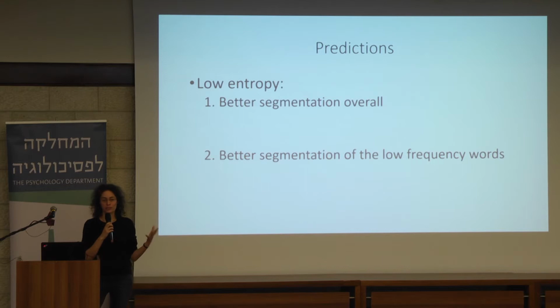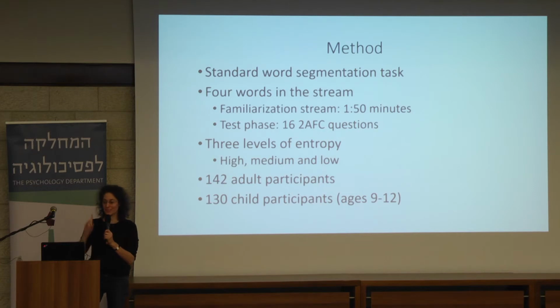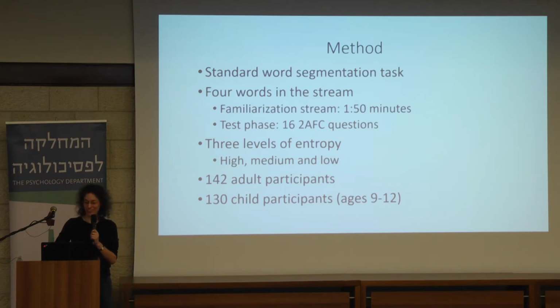So it's not really interesting what happens to a word that appears 100 times, but if we can facilitate what happens to the word that appears only 9 or 19 times, that will be kind of more impressive. So we used a standard word segmentation task. There are 4 words in this unsegmented speech stream, and we had 142 adult participants and 130 child participants. Please note the high numbers of child participants. This is thanks to Ori's hard work.